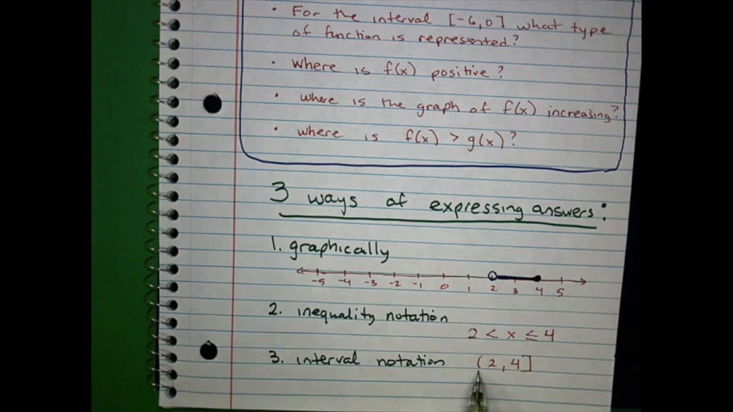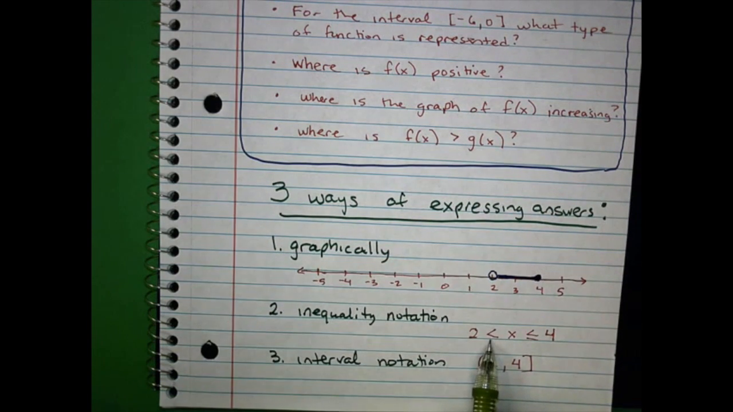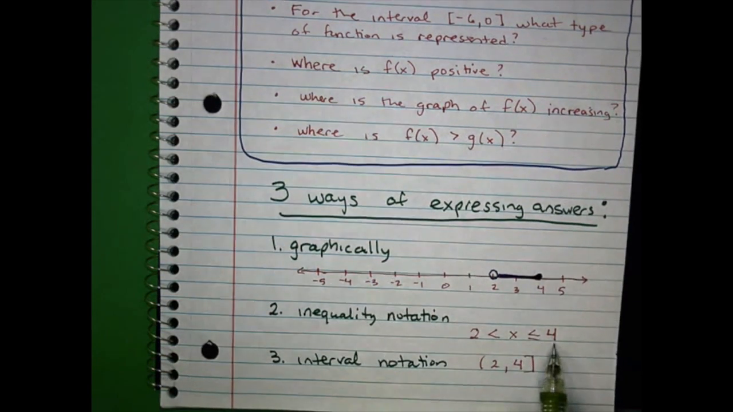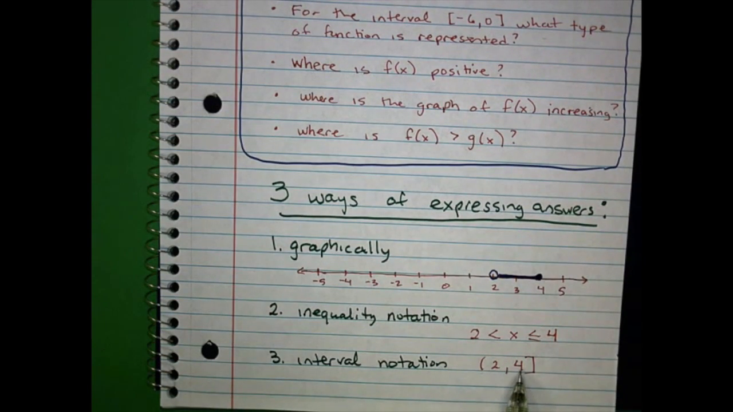So the parenthesis here is put when the 2 is not included. There's no equal sign. It's an open circle. And the bracket is put when the 4 is included. And this says the interval between 2 and 4, all the points between 2 and 4 are included in the answer, and 4 is also included in that answer.